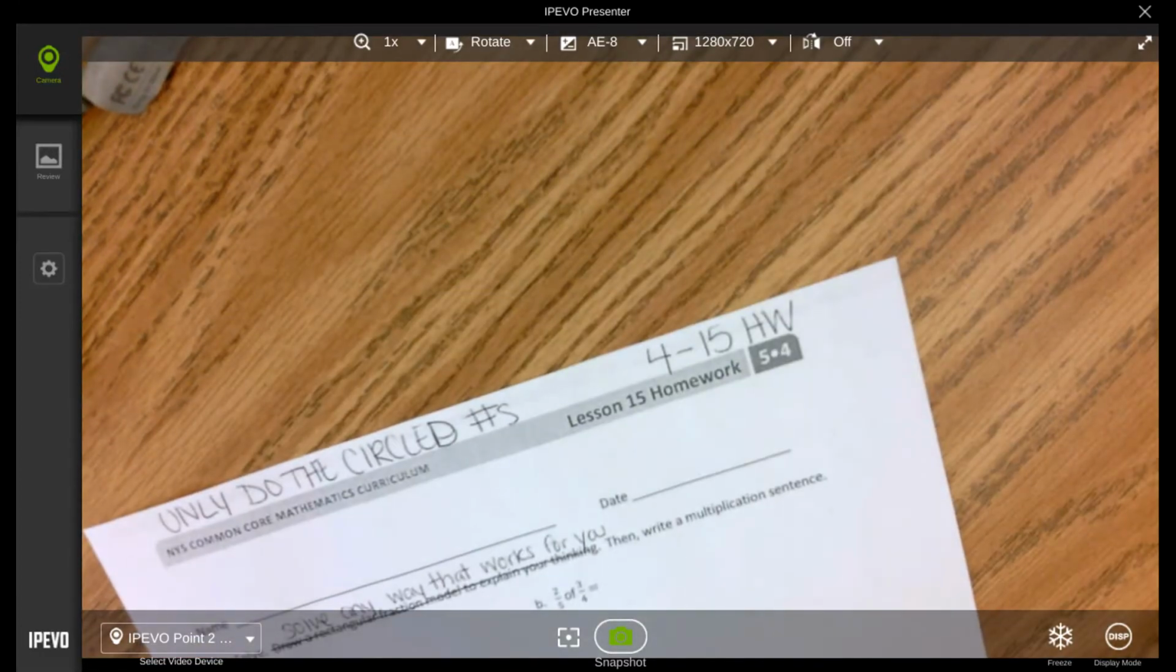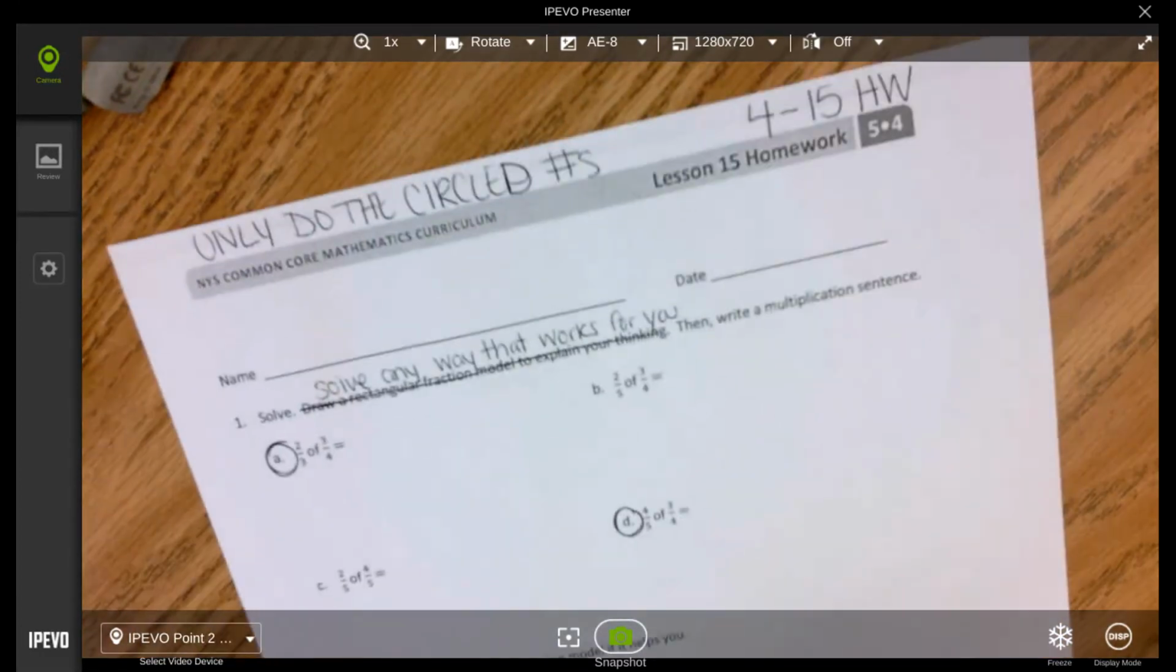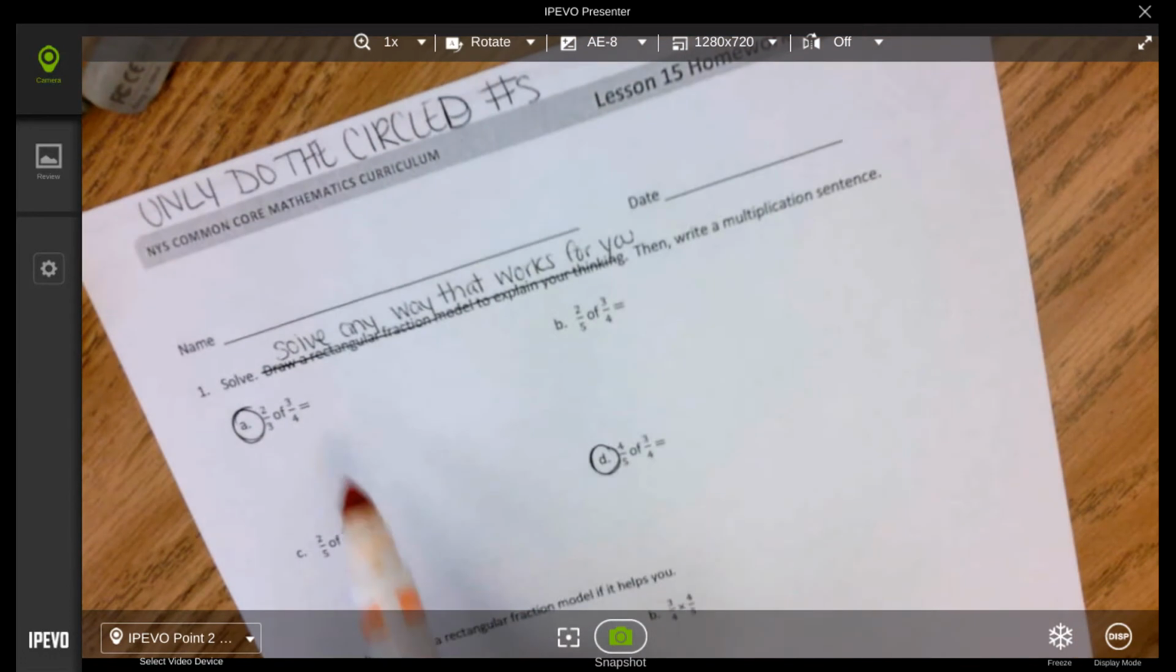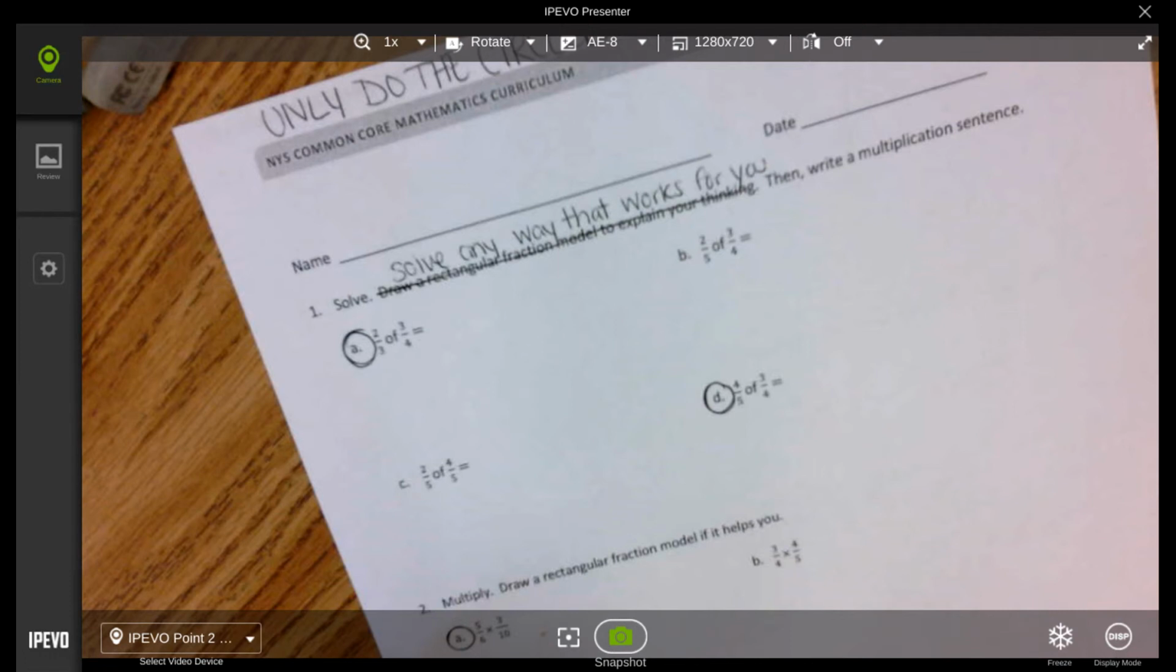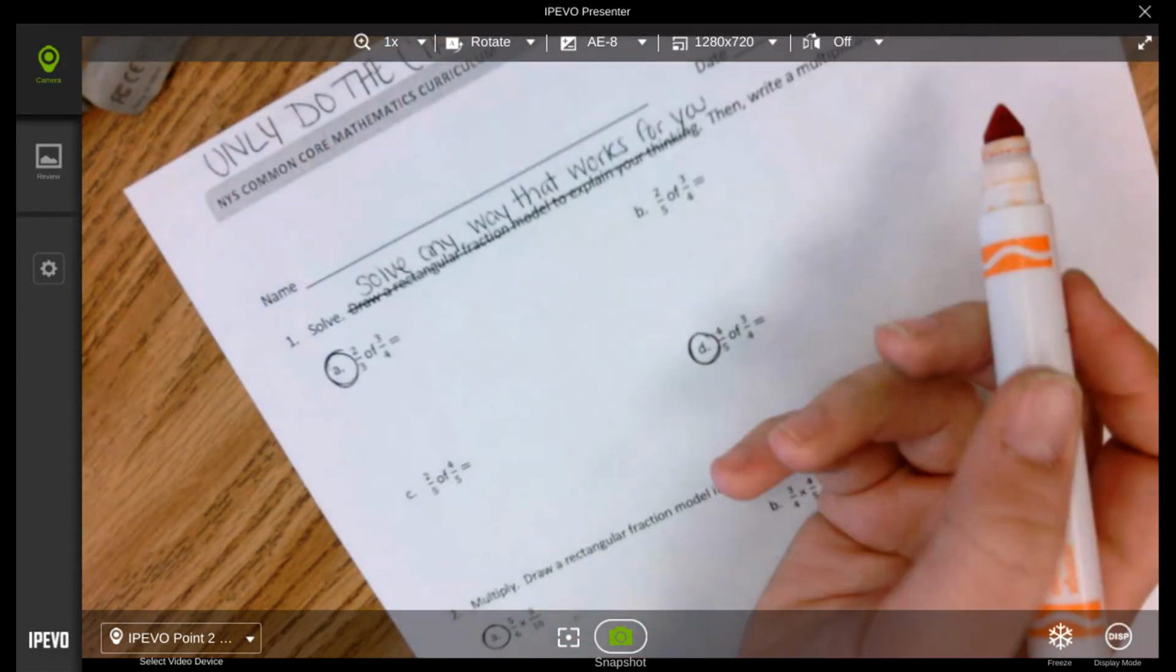All right, this is the 4-15 homework. You only need to do the circled problems, okay? So you can solve in any way that works for you. If you like drawing pictures, awesome. If you like just doing the straight up math, that's fine too.